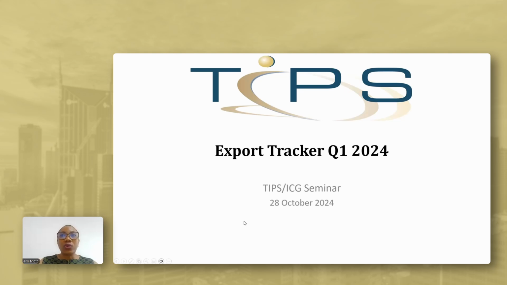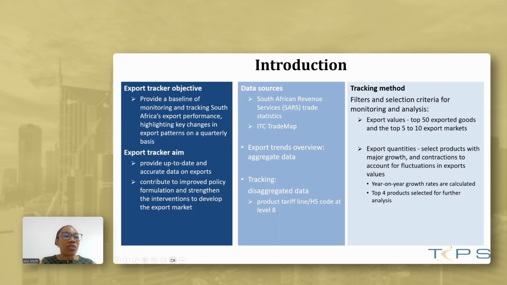It's going to be the Q1 export tracker. By way of introduction, the export tracker's objective is to provide a baseline of monitoring and tracking South Africa's export performance, highlighting key changes in the export patterns on a quarterly basis. So its aim is to provide up-to-date, accurate data on exports.